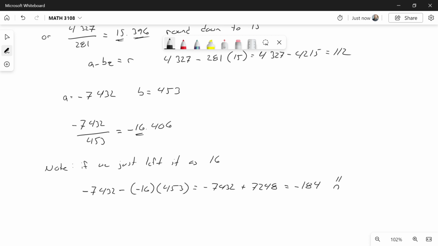And sad face. Because if this is supposed to be my remainder, remember the whole idea of this is my remainder has to be greater than or equal to 0, but strictly less than b. So this number is negative. This doesn't work out. So I can't just leave it as 16. So what do I need to do? I need to go to negative 17. I need to make my second term in this more negative than my first term. So I want this to be more negative than this one.